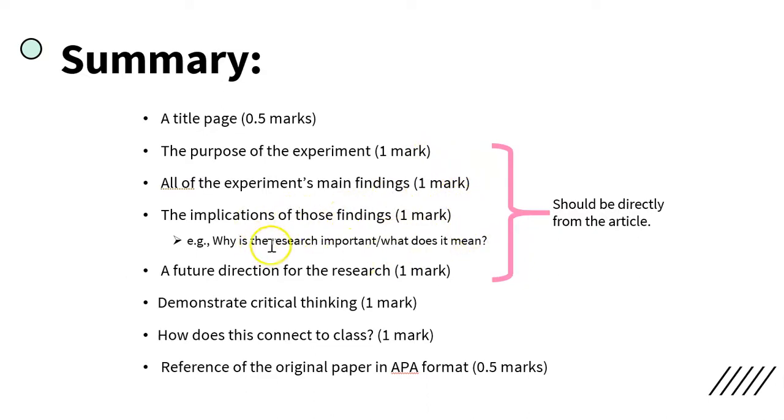Remember, the implications are why the research is important. What does it mean? That's different than the findings. As well as what a future direction is. The authors will tell you all 4 of these things in the paper, so I want you to tell me what the author said. And then for the last 2 points, you're going to tell me what you think. So you need to demonstrate critical thinking. There are examples on the rubric. And then, how does your paper connect to what we learned in class?